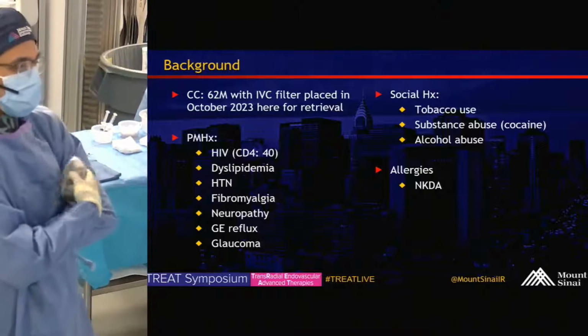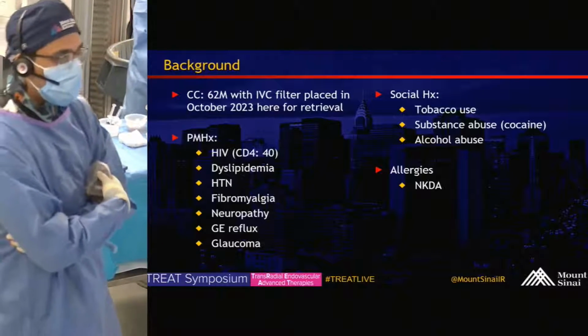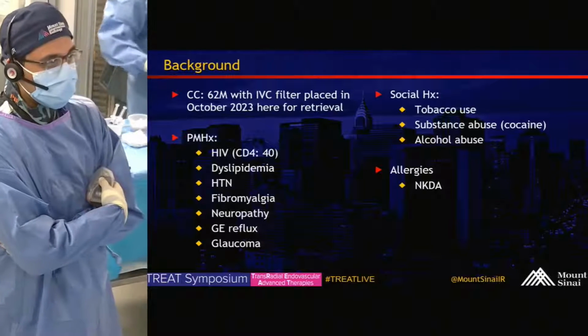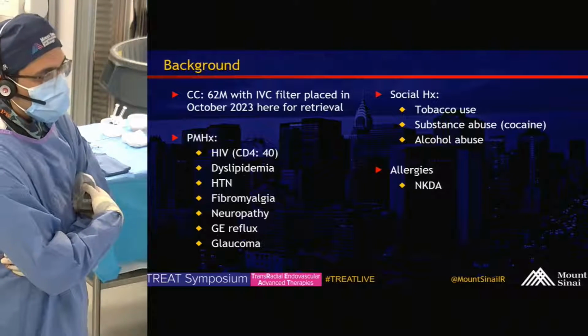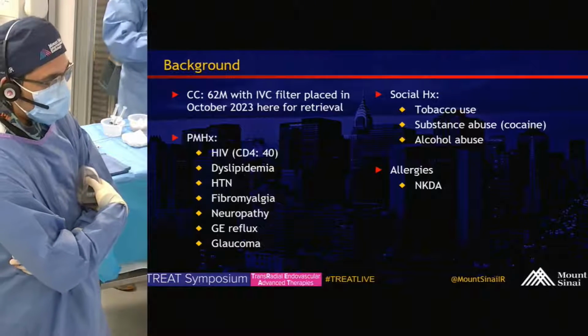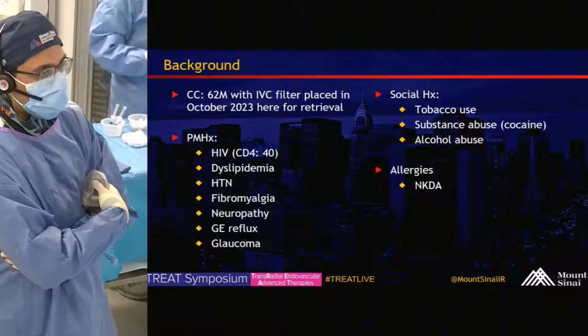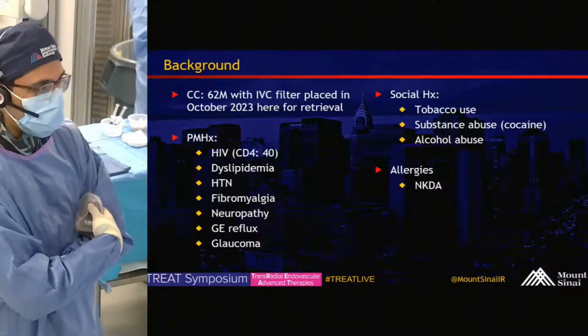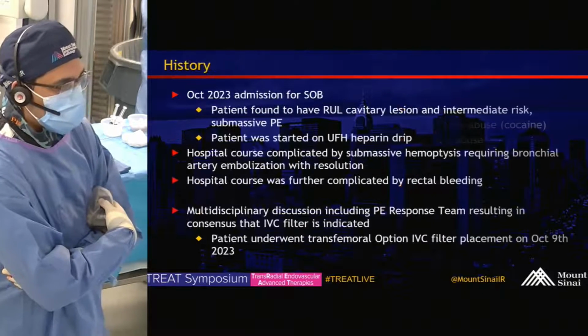All right. So I'm presenting a case of a 62-year-old male with IVC filter placed in October 2023, who's here today for a retrieval. He has a past medical history significant for HIV, hyperlipidemia, hypertension, fibromyalgia. Social history includes tobacco use, substance abuse, and also alcohol abuse. No known allergies.